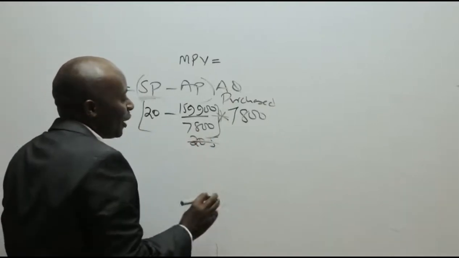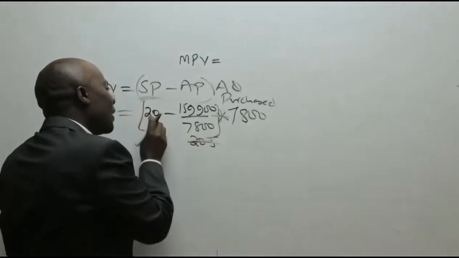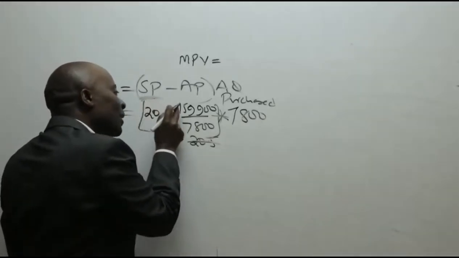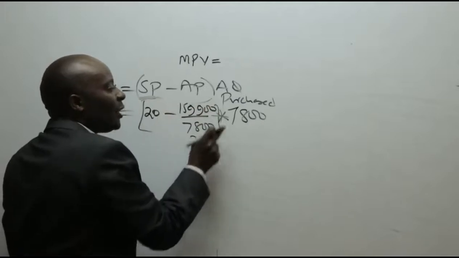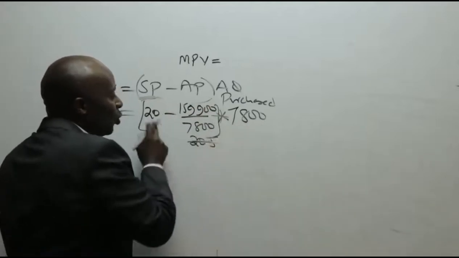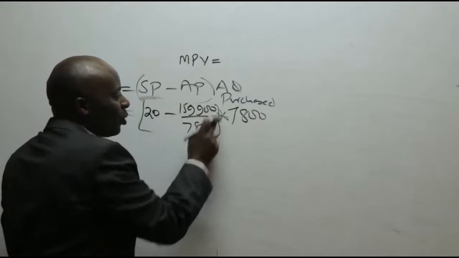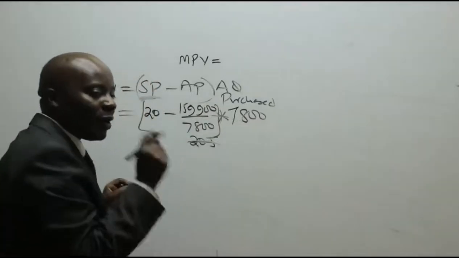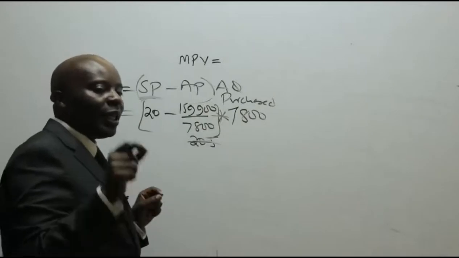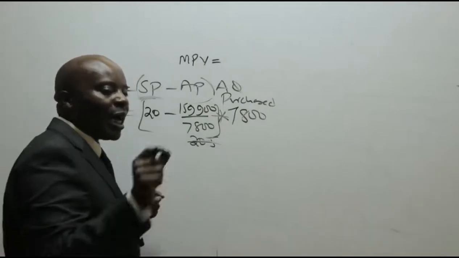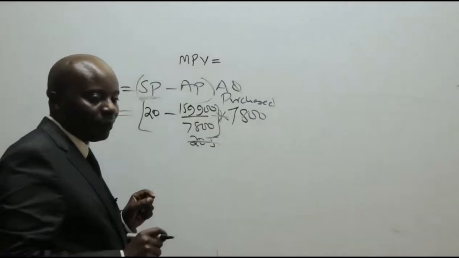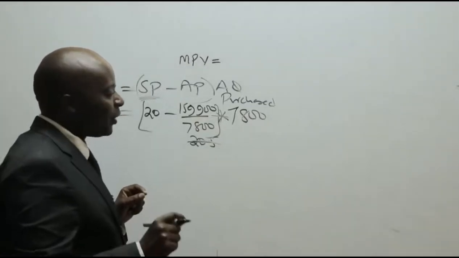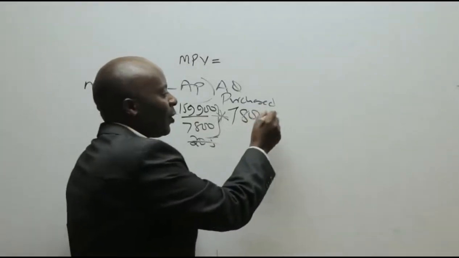No, you should never do that. The very best, come and open brackets there. You say 20 minus this divided by this, you close, times 7,800, and then you say equals. If the final answer is going to be negative, then negative performance means adverse.